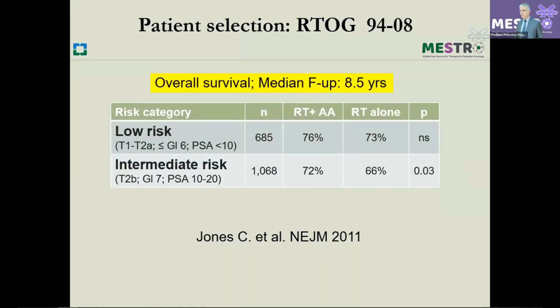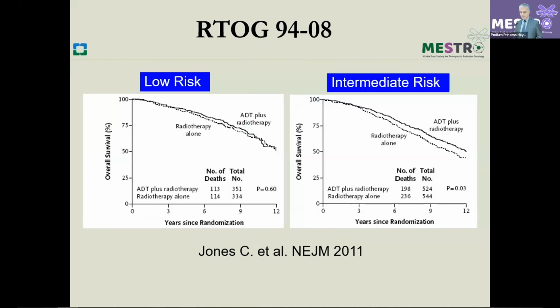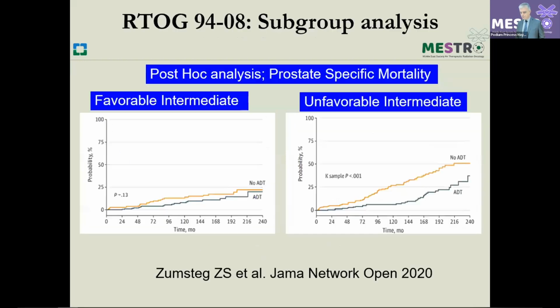Patient selection: we have known from day one that not every patient needs combined therapy. This is the famous RTOG trial looking at low risk and intermediate risk, and definitely demonstrating that the low risk patients do not benefit from the combination of both ADT and radiation therapy, whereas the intermediate risk patients are benefiting from the combination. So for low risk, there's no need.